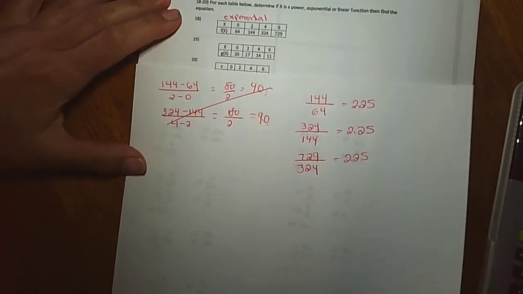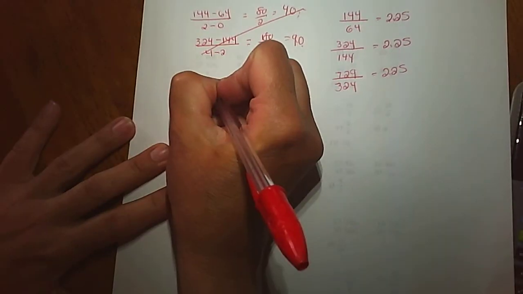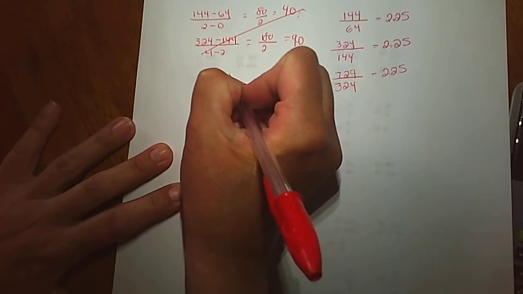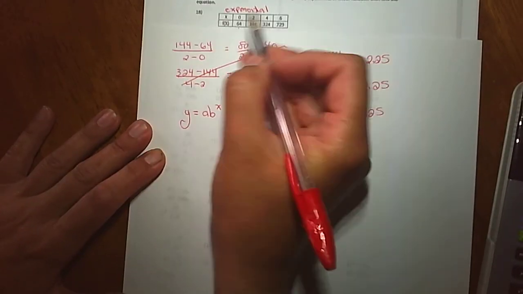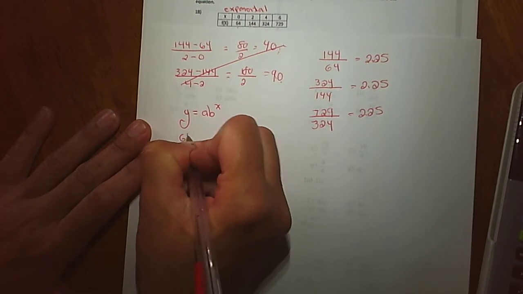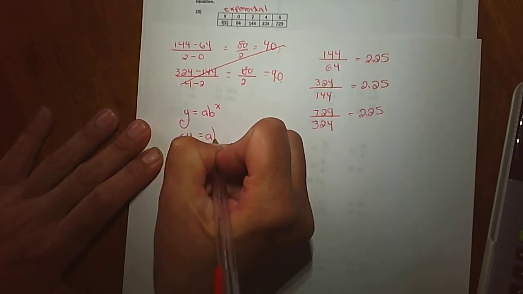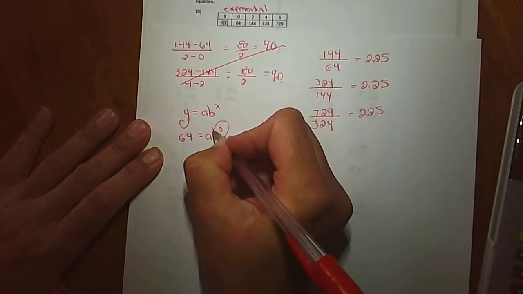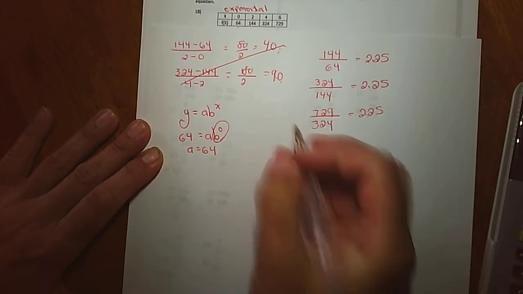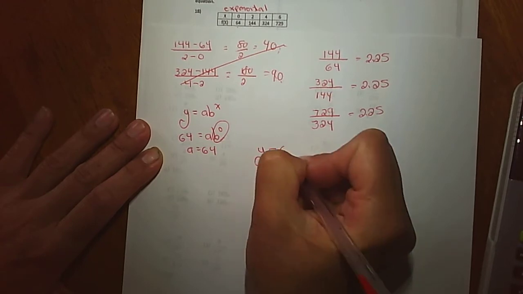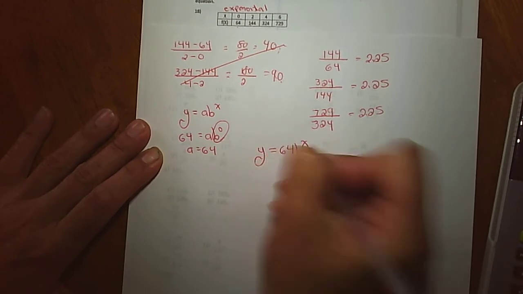Okay, and then we have to find the exponential function. So for 18, we're going to do y equals a b to the x. They gave us a 0 power, so that's the best. So watch what I'm going to do: 64 equals a b to the 0. Anything to the 0 power is just 1, so a is going to be 64. So y equals 64 b to the x.